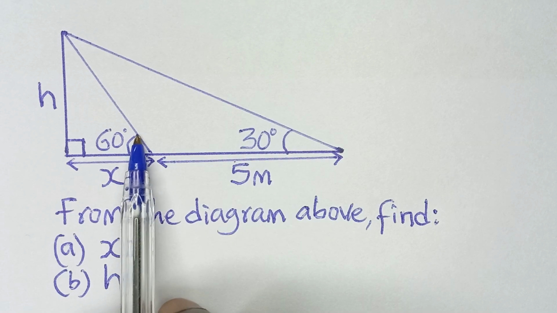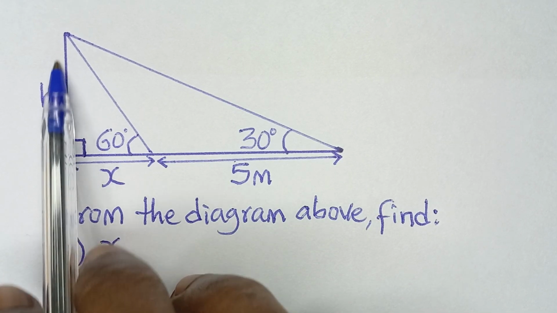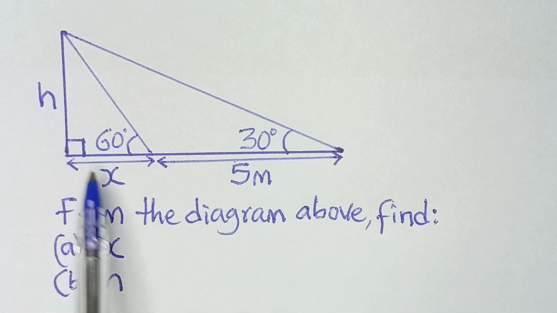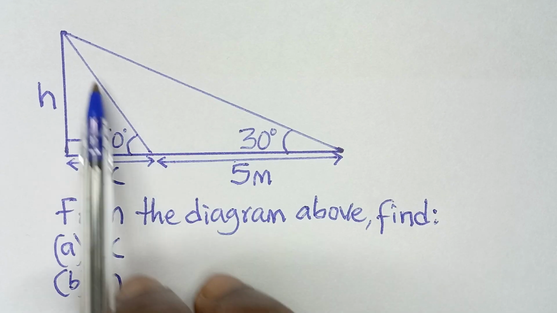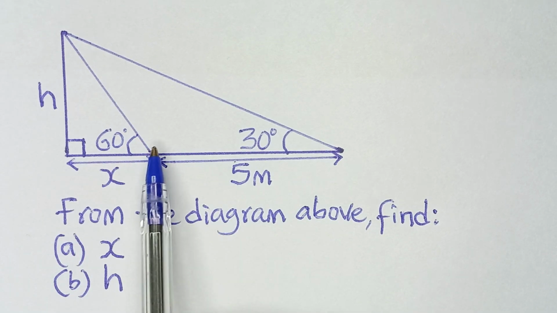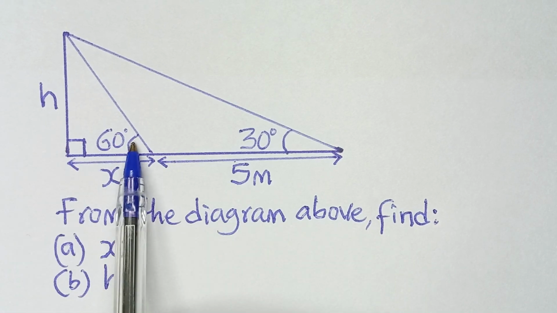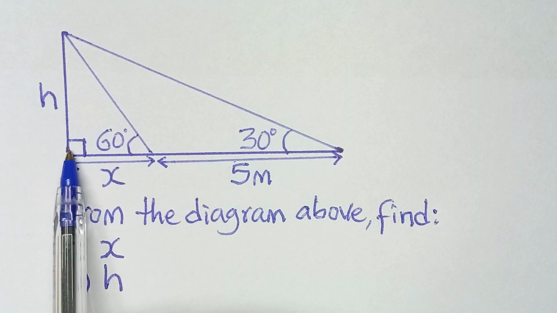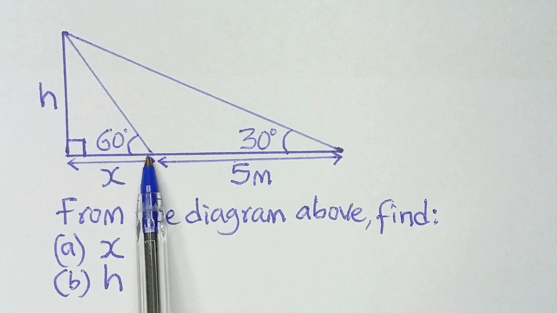Now from this smaller right angle triangle, this is angle 60 and this side that is opposite the angle 60 is called the opposite side. And this third side is called the adjacent side. Don't forget the longest side here is the hypotenuse. So there's no debate about that. So the side that is opposite this angle 60, that is the side that is facing it, is called the opposite side. And the other side becomes the adjacent side.